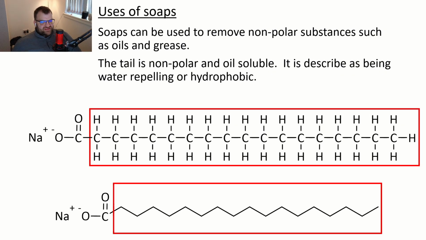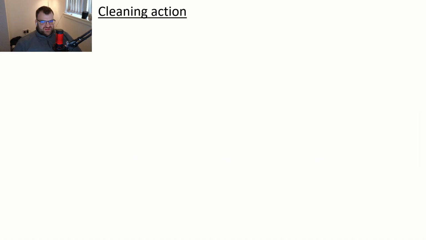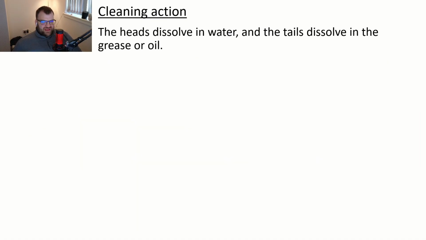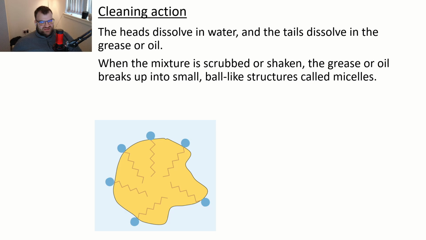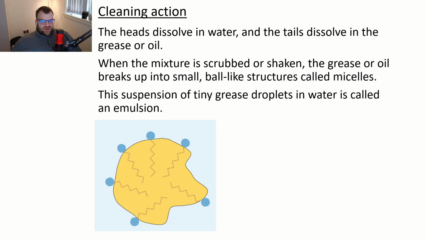When dealing with the tail, it is non-polar and oil soluble, and the word we can use for this would be hydrophobic. When soaps are used to clean, 2 things happen. The heads will dissolve in water and the tails will dissolve in the oil or grease. When the mixture is agitated, as if you're scrubbing it or shaking it, the grease or oil breaks up into small ball-like structures described as being micelles. When we have little droplets suspended in the water, that's described as being an emulsion.